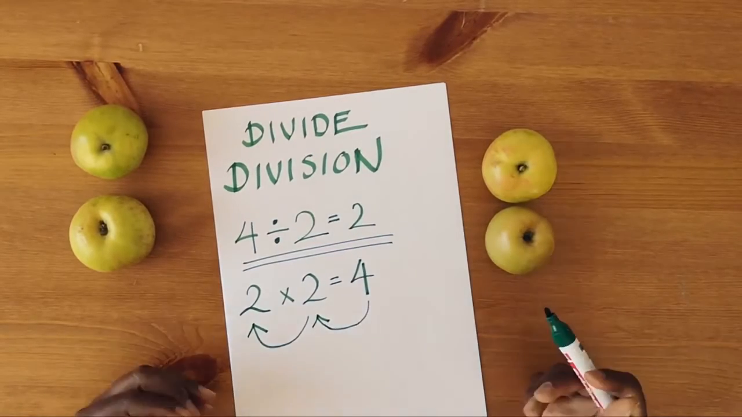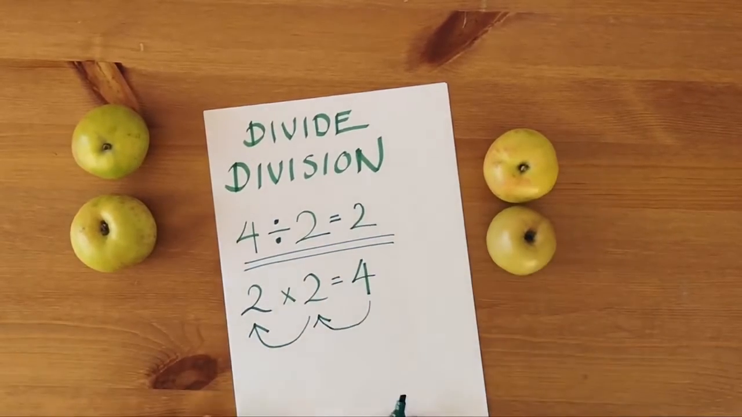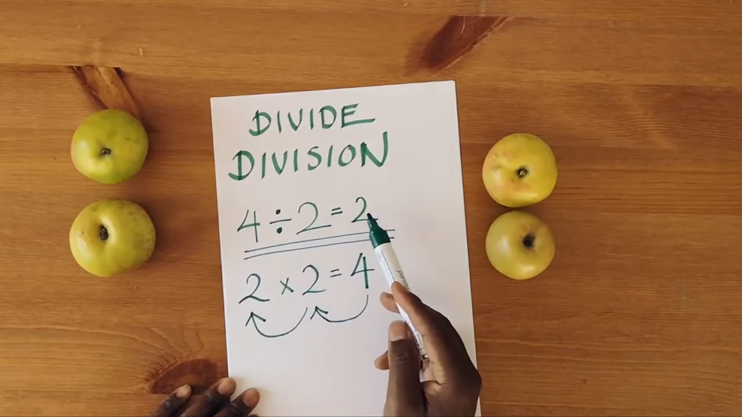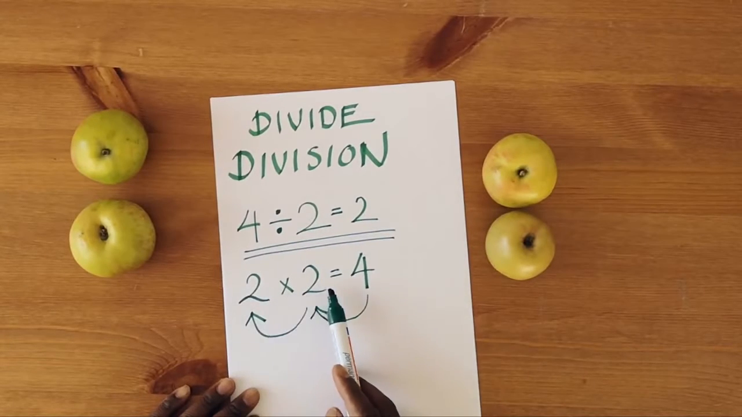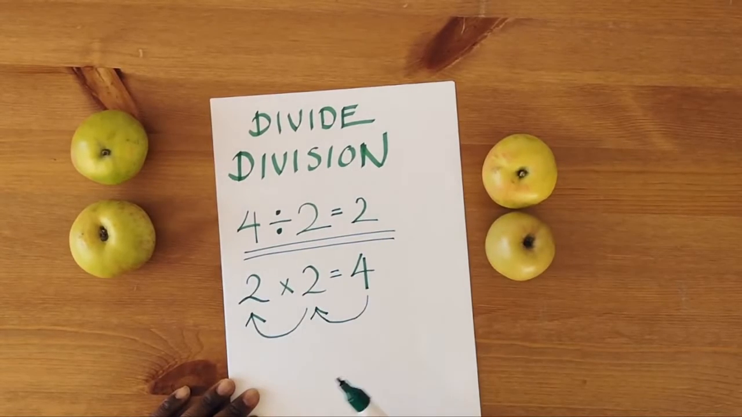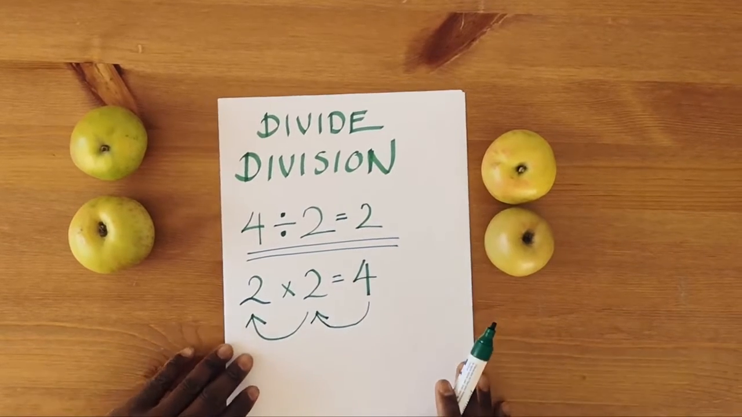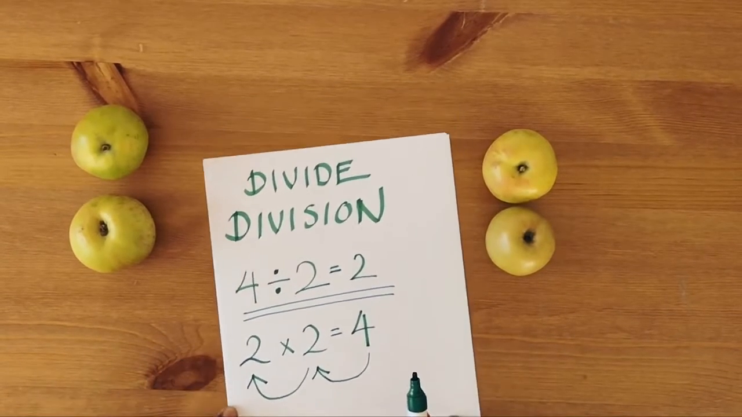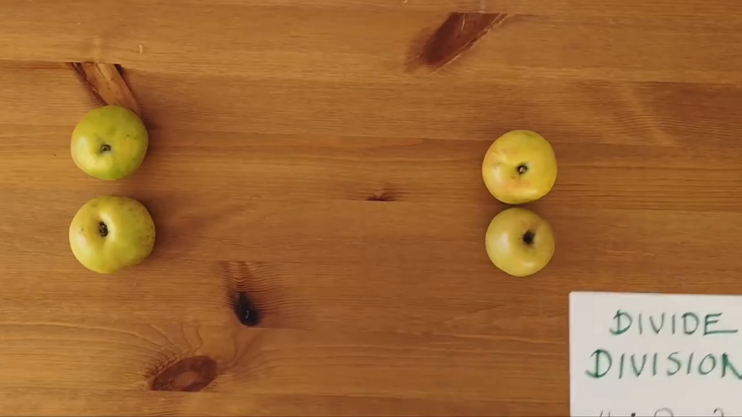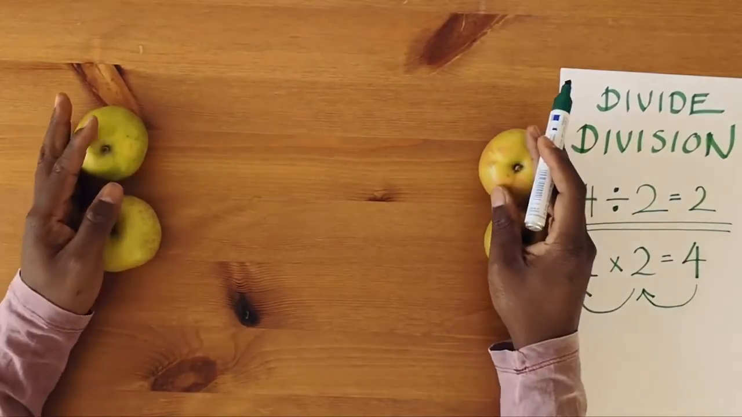So division and multiplication are related. You see, 4 divided by 2 equals 2, and 2 times 2 equals 4. See? It's a fun fact for you. Now we know that division and multiplication work together.